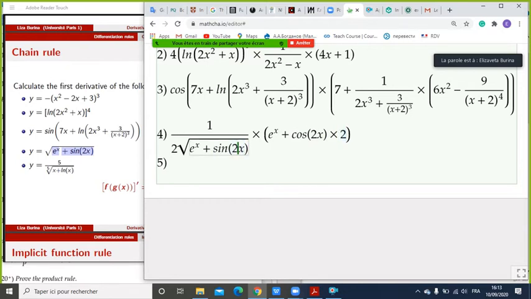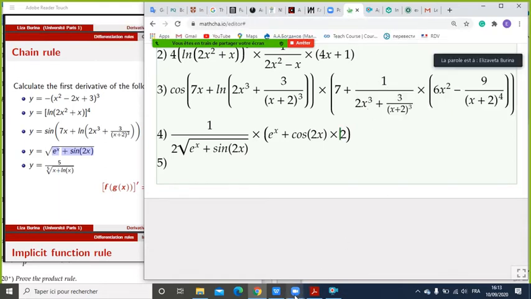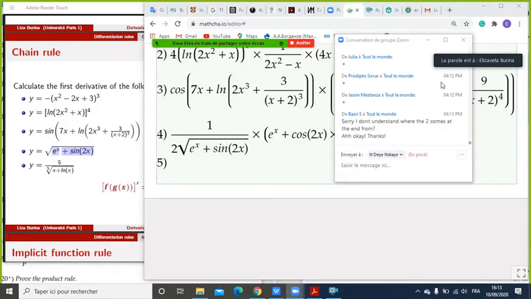So given here inside we had just x, then we wouldn't have to put this times 2. But here we will also have just x. So this 2 is the derivative of that inner function.